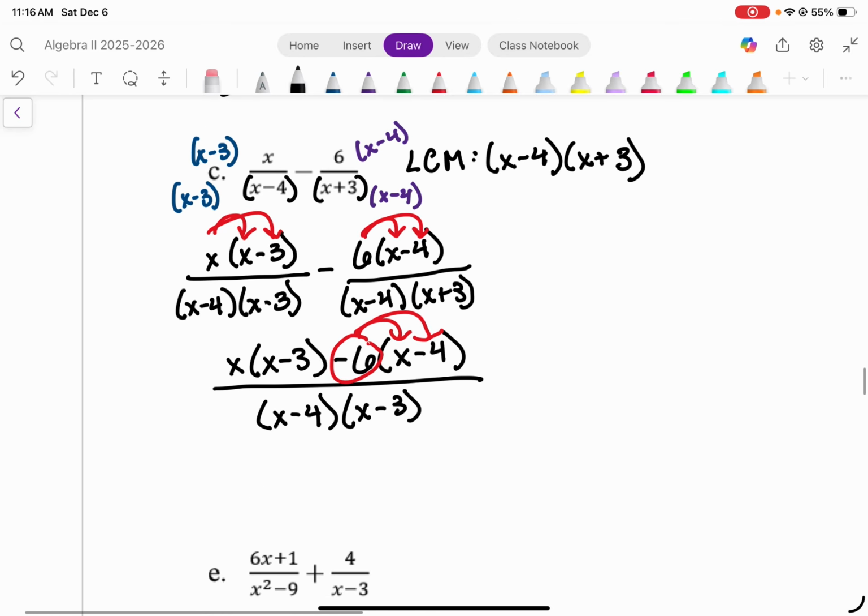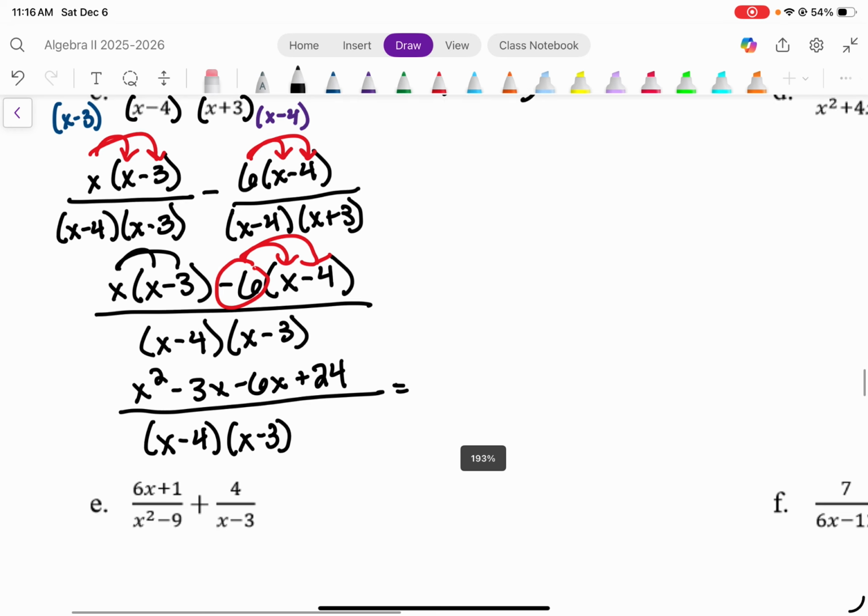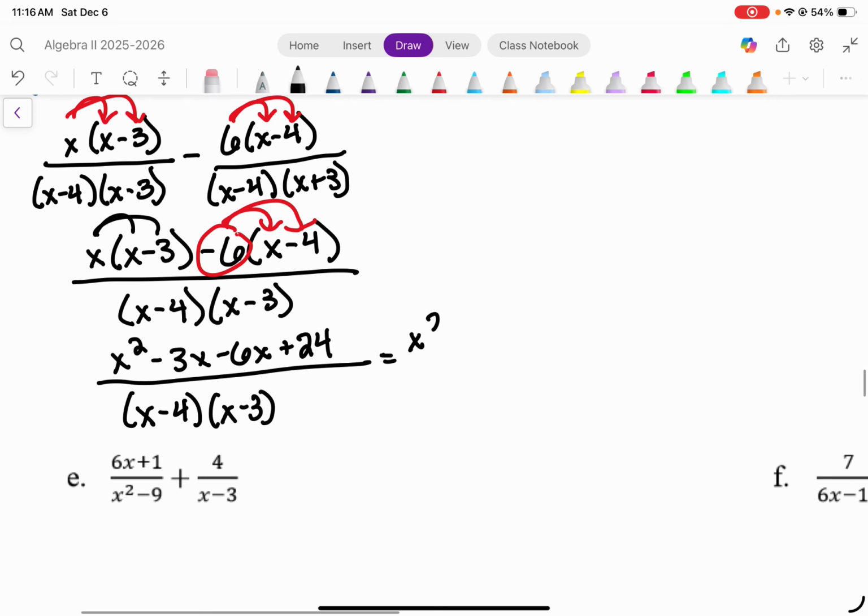And then at the beginning, we're going to distribute an x. So that would give us an x squared minus 3x minus 6x and then plus 24 all over x minus 4 and x minus 3. So then we'll combine our like terms on the top. That will be an x squared minus, oh, that's not right, minus 9x plus 24.